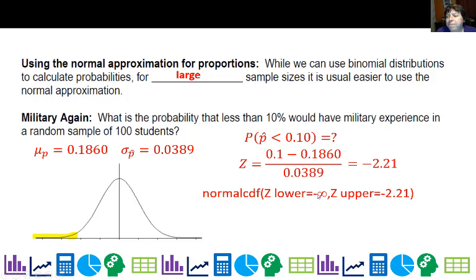And by the way, on your calculator, since you can't technically key in negative infinity, if it defaults to that negative e to the 99 thing, that's great. Don't worry about it. But if it has a number in there, you just use a really large negative number like negative 100,000 or something. And it should give you a pretty good value for your probability, which is 0.0136. So there's only about a 1% probability that a sample is going to give us less than 10% with military experience.